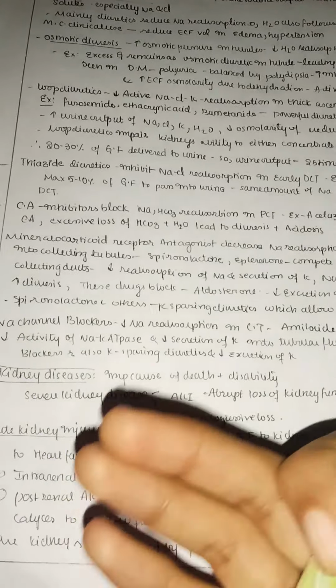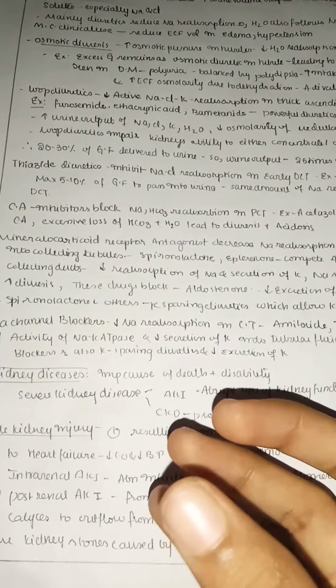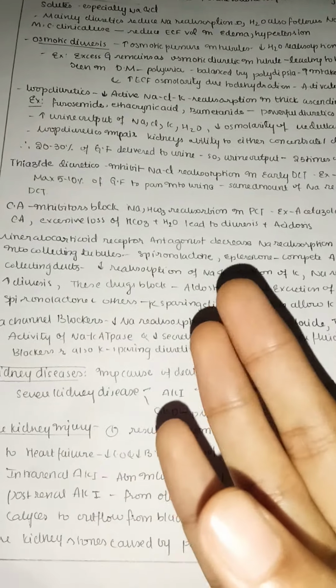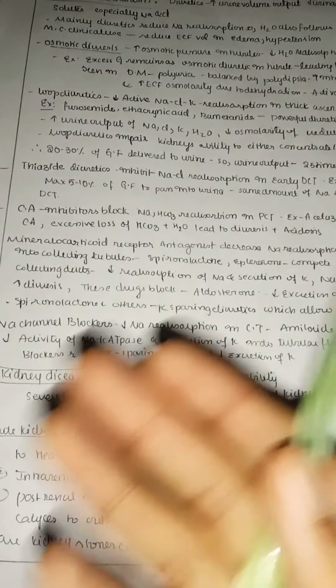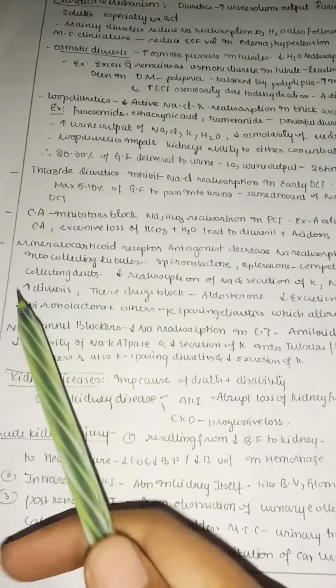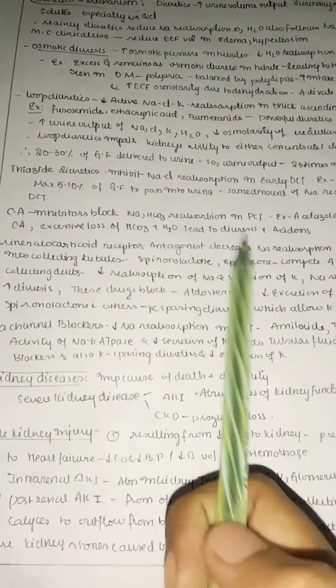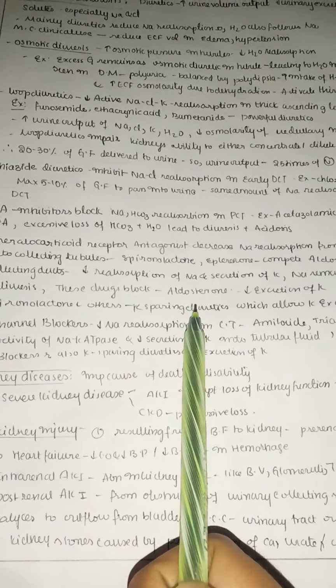So you can see sodium should be reabsorbed from the tubules into the cell, but here, as they are acting against aldosterone, they will not allow the sodium to enter the cell. So the sodium just remains in the tubule, and this will lead to an increase in diuresis. So these drugs mainly block aldosterone.